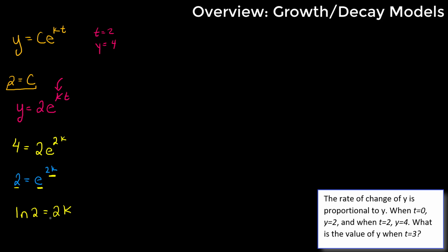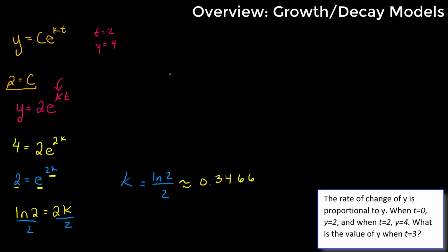Now, to solve for k, all we got to do here is just divide both sides by 2. And we're good. So this means that k is equal to the natural log of 2 divided by 2. And upon using my calculator, this is approximately equal to 0.3466. And I'll go ahead and leave it at 4 decimal places. So in order to solve now, we've solved for k, we solved for C. All we got to do is plug in that t value that we want. We want to know what y's value is when t is equal to 3.